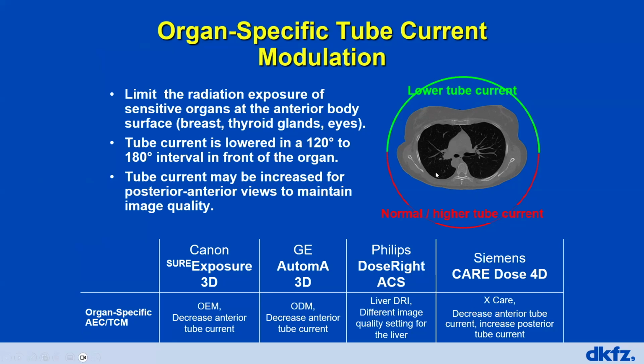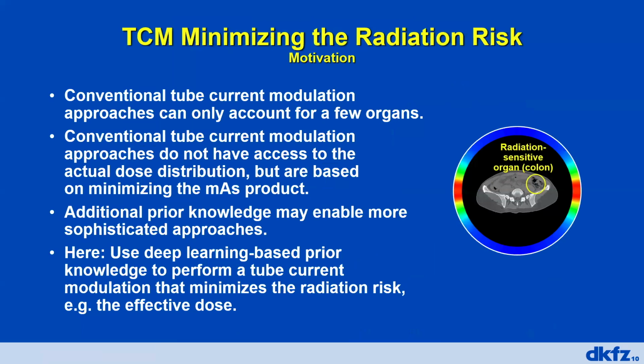And what it does is, if the X-ray source is in front of our patient, it reduces the tube current over a range of 120 degrees. This is done to basically protect sensitive organs and tissues like the breast, the thyroid glands, or the eyes. However, this is still not very adaptive to our patient because this only considers the tube position in front of the patient and nothing else. What we want to do is recognize actual organ positions and the risks involved for every organ in our field of view.